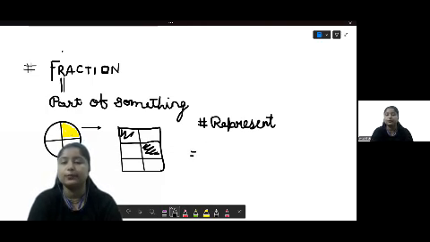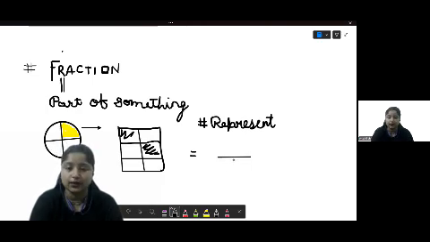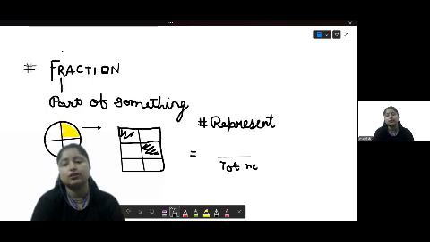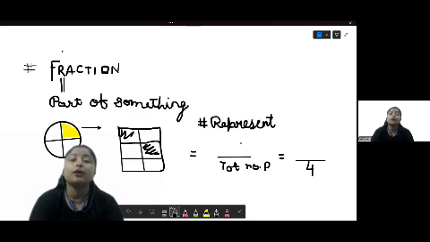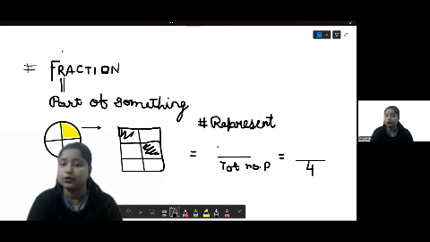Now, how are we going to represent that? So there will be a line. Underneath the line, we have to write the total number of parts. Now, in the case of pizza, how many total number of parts are there? So that's 1, 2, 3, 4. 4 total number of parts are there, right? Now, on the top, we write the part we are talking about.